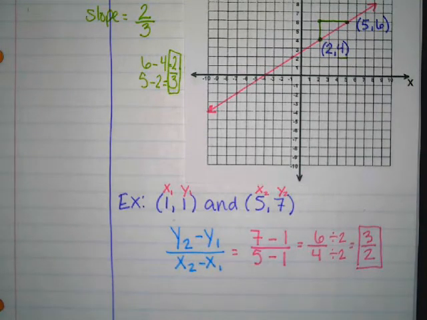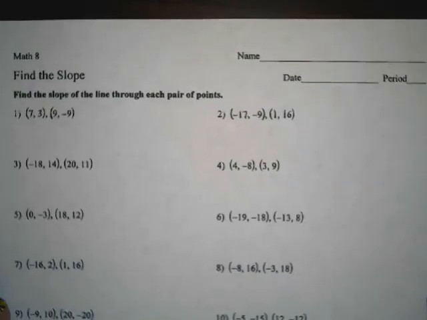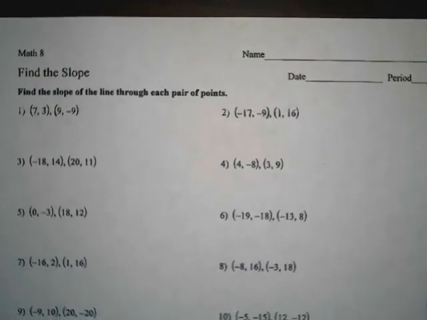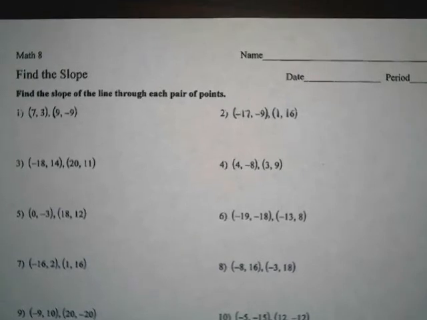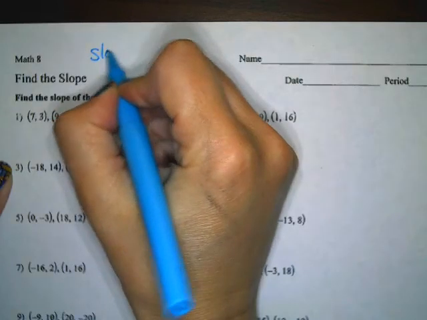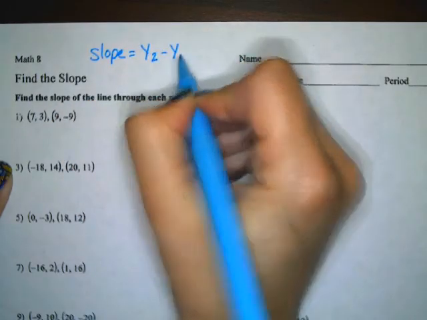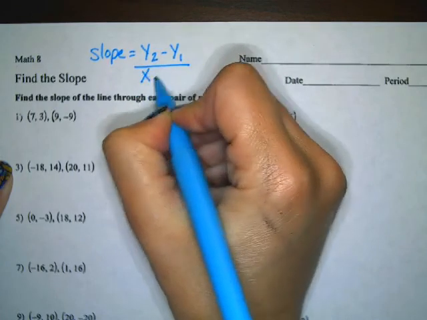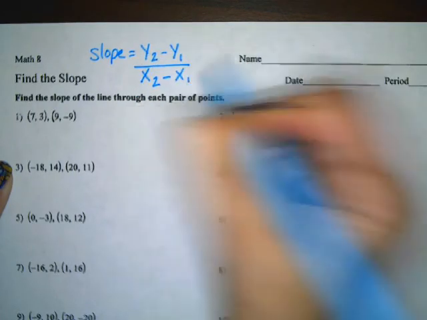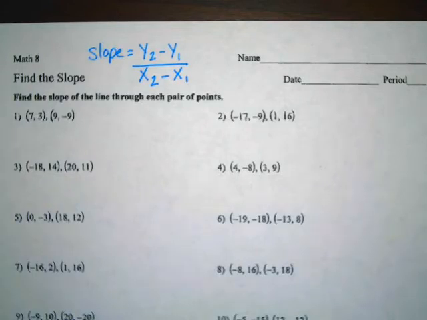Now let's look at your homework for tonight and do a couple of those together to get you started. On the homework, again, you're given 2 points and we're going to use the equation. Let's write it at the top. Slope is equal to y2 minus y1 divided by x2 minus x1. That way we have it right on our paper.